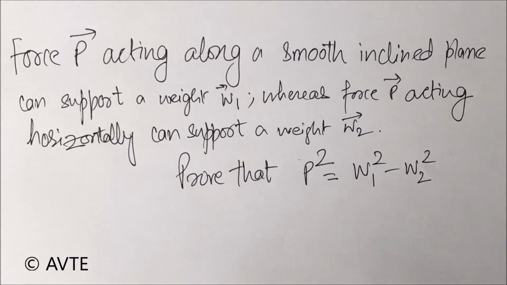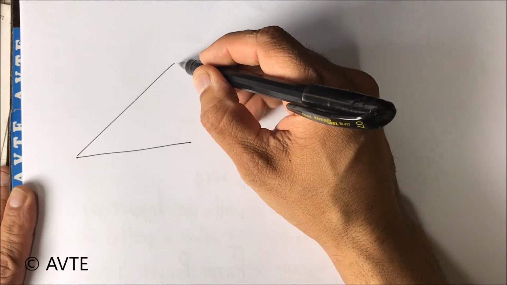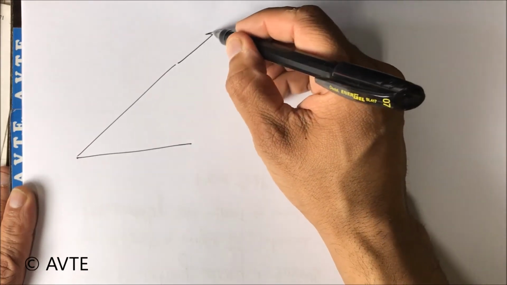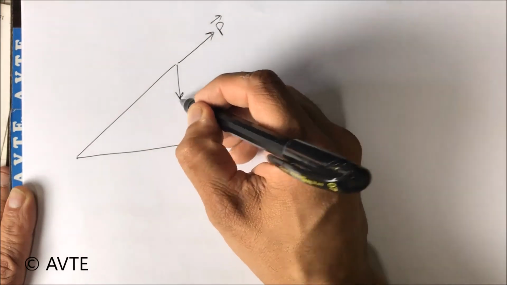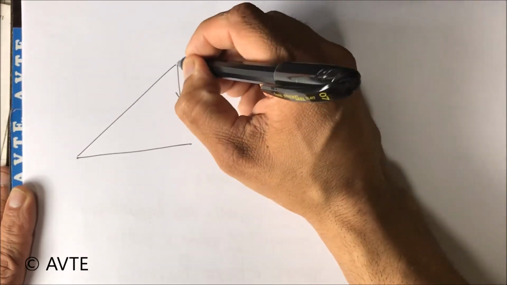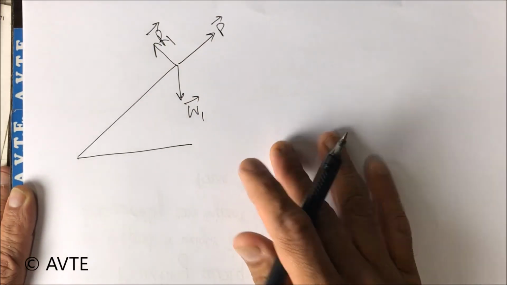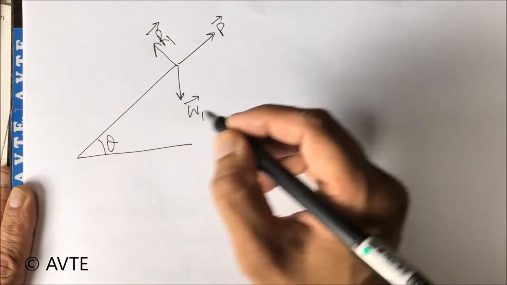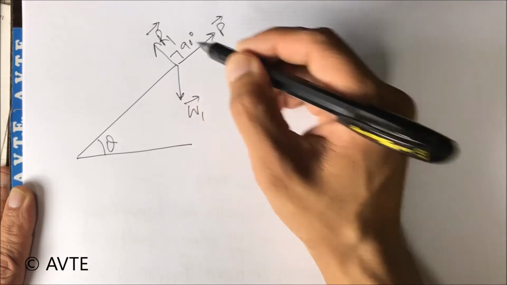What the diagrams are saying. In the first case, say this is the inclined plane, and P is acting along the plane, then obviously it is supporting W1, and the reaction of that is R1. And this is angle theta. So the angle between P and R1 will be 90 degrees.